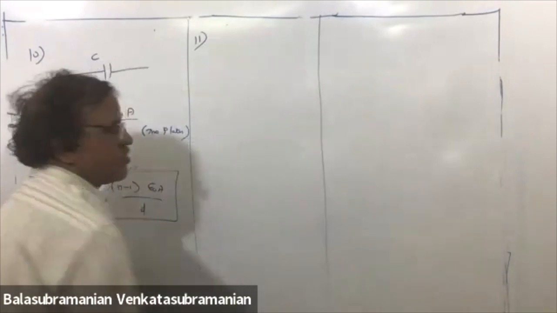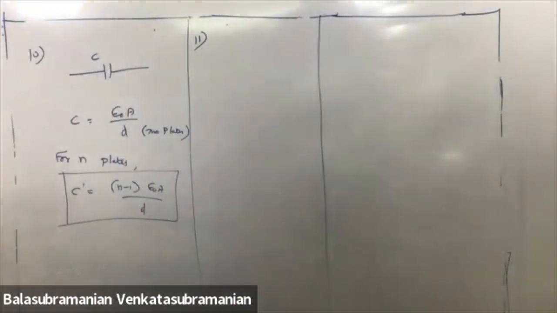11th one. A network of 4 capacitors, each of 12 microfarad, is connected to a 500 volt supply as shown. Determine the equivalent capacitance of the network and the charge on each capacitor. Four capacitors, each of 12 microfarad, are connected to 500 volts.